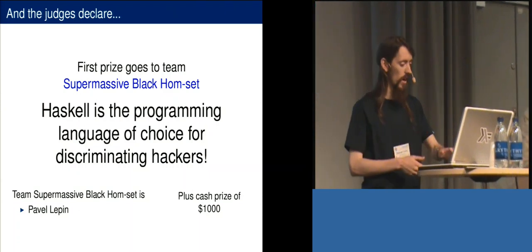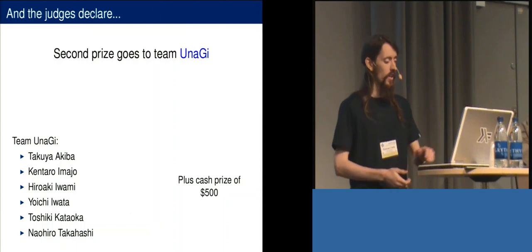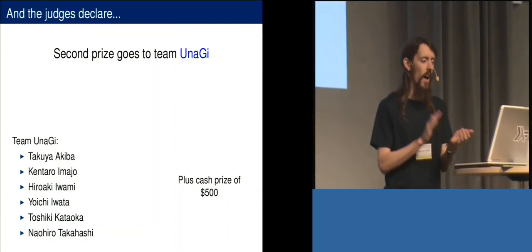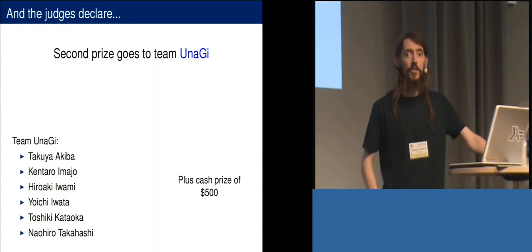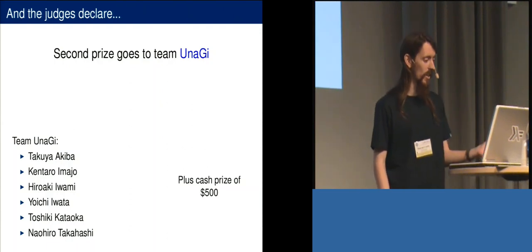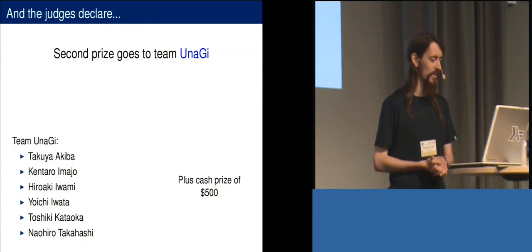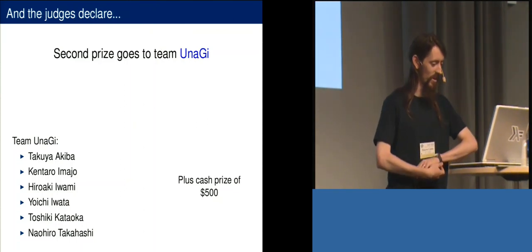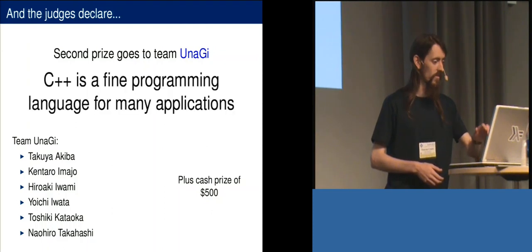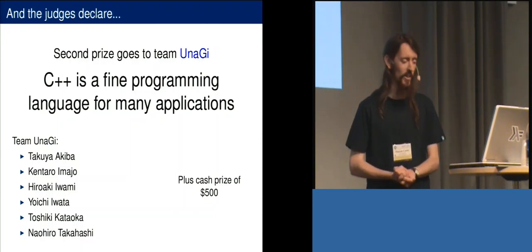Okay, are we ready? Second prize. Second prize goes to Team Unagi. Team Unagi are a very good team. They came first last year. Unfortunately, none of them can be here to receive it, so they just have to hear our praise. C++ is a fine programming language for many applications.